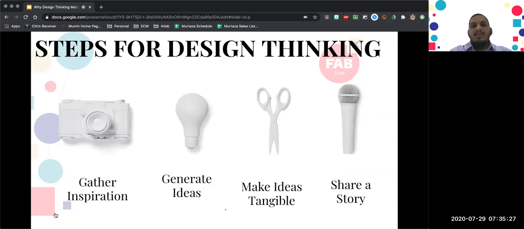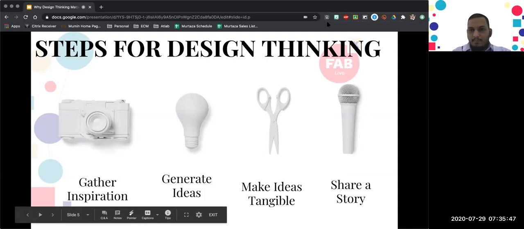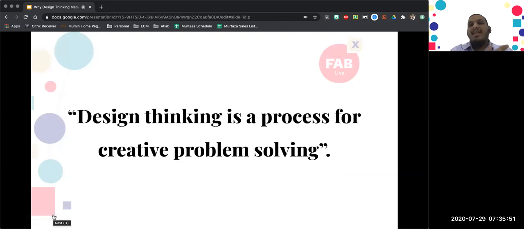Okay. So steps for design thinking. Very simple 4 steps: gather inspiration, generate ideas, make your ideas tangible, and share a story. So these are the 4 steps which you're going to follow today. Gathering inspiration, generating ideas, making it tangible, and sharing a story. So what is design thinking? It's a process of creative problem solving.